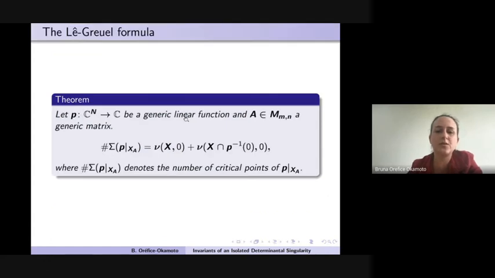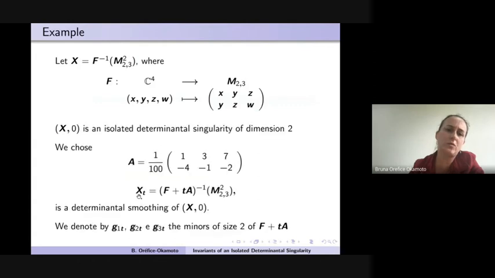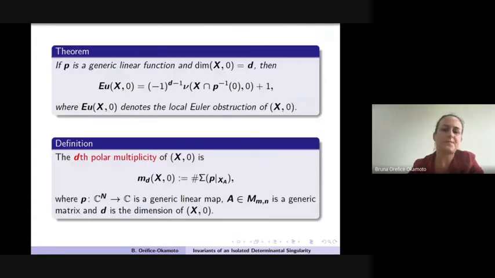Here, in this theorem, I related this number to the Euler obstruction of the variety X. And then the Euler obstruction does not depend on this P. And this proves that this number here then does not depend on P. And this is what I will call the polar multiplicity of X. So the polar multiplicity of X is equal to the number of points of the singular set of P restricted to X_A, where P and A are generic.